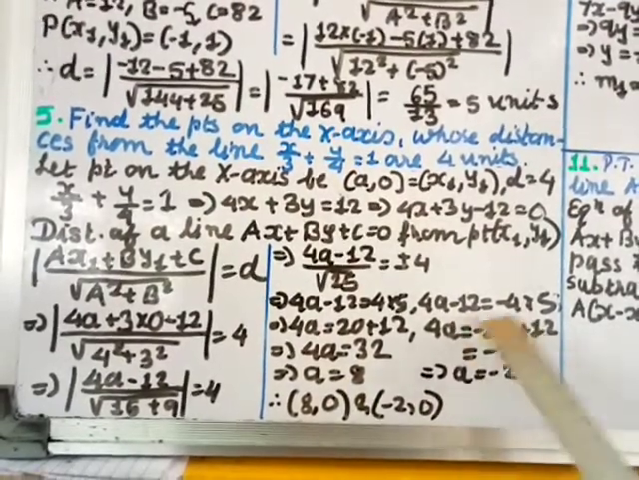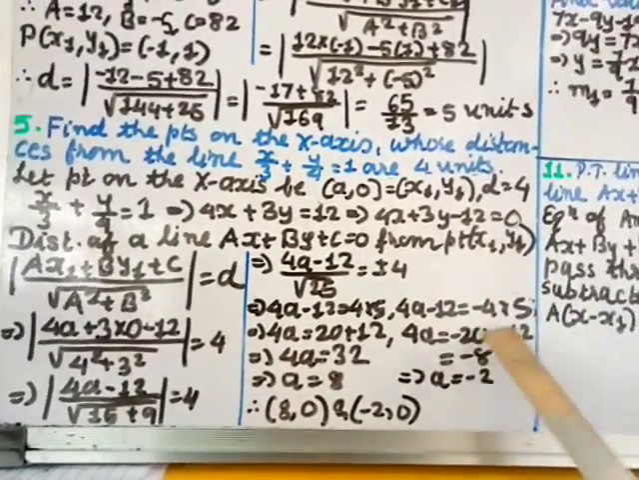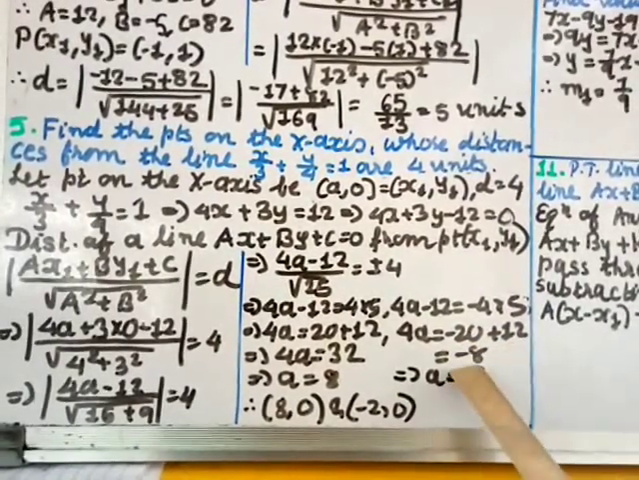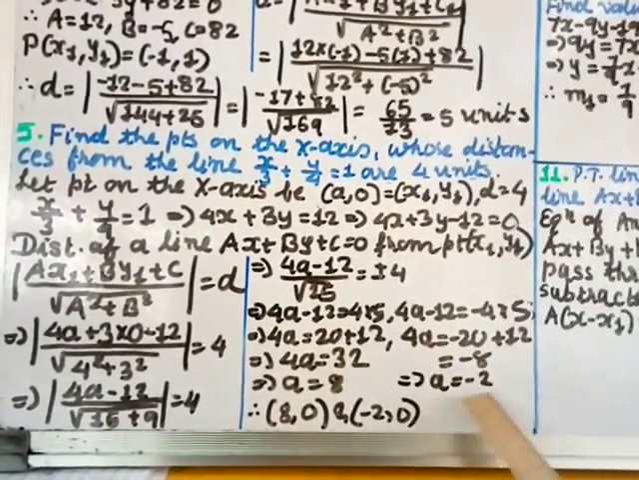Okay, same way here, minus 12 transferred here becomes plus 12. Minus 4 into 5 is minus 20. Minus 20 plus 12 gives you minus 8. So divide by 4, so you get a value as minus 2.